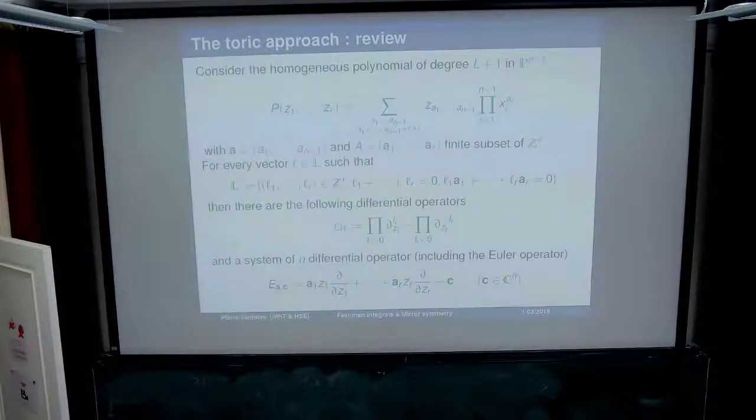So let me review a bit of toric geometry. I have my homogeneous polynomial in P^(n-1), in some notation. I have the space of the weights of the monomials, and I define the lattice, which is defined from the weights that I have in my monomials.